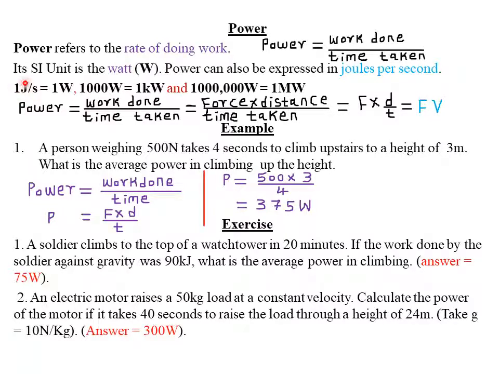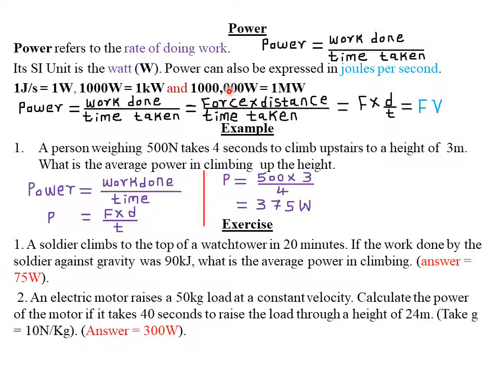Then we have a few conversions. From this relationship, we can see that 1 watt is equal to 1 joule per second. So 1 joule per second is equal to 1 watt. Then 1000 watts is equal to 1 kilowatt. Kilo is always associated with 1000. For example, 1000 grams is equal to 1 kilogram. So kilo is always associated with 1000.